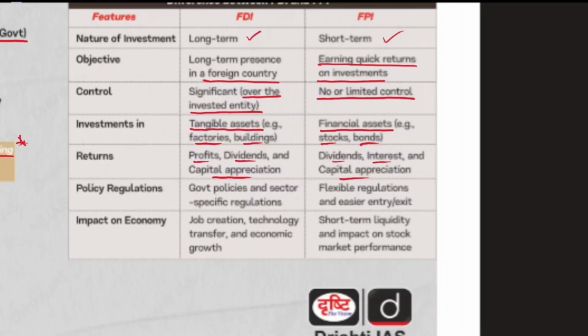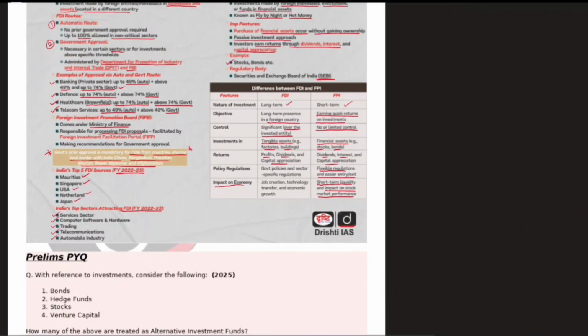Policy regulation: FDI has government policies and sector-specific regulation, while FPI has flexible regulations and easy entry or exit. Impact on the economy: FDI brings job creation, technology transfer, and economic growth. FPI brings short-term liquidity and impacts stock market performance.